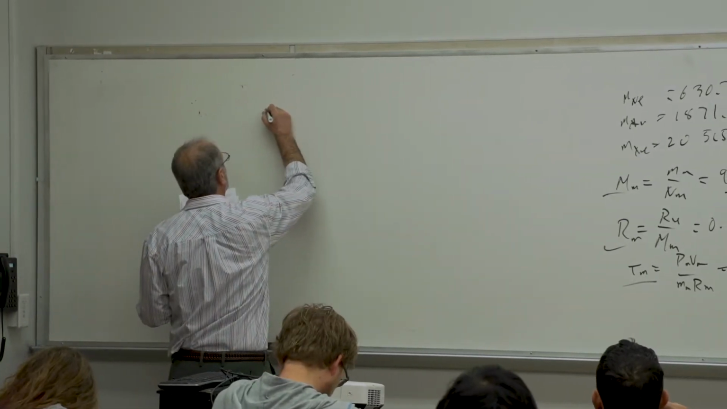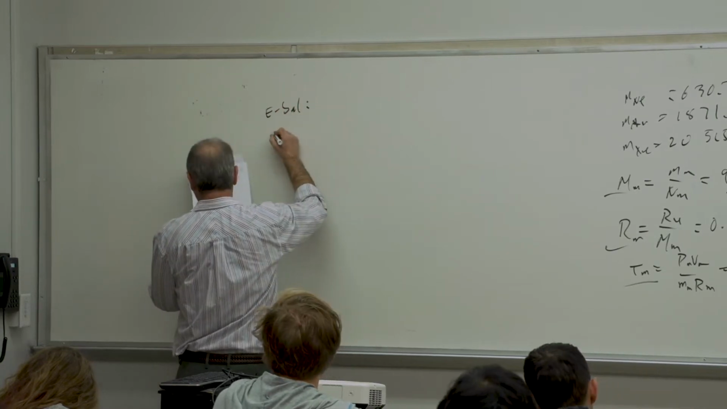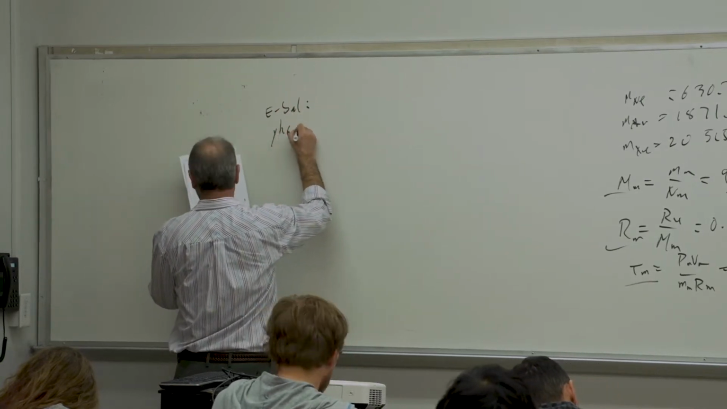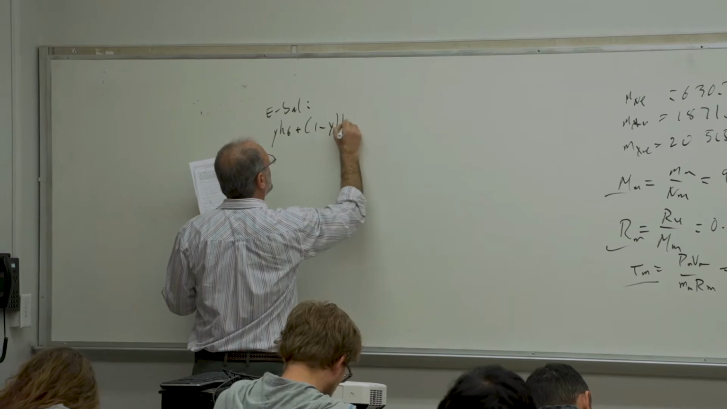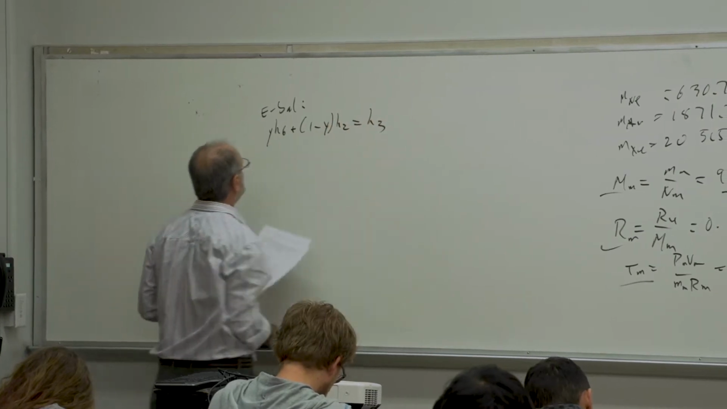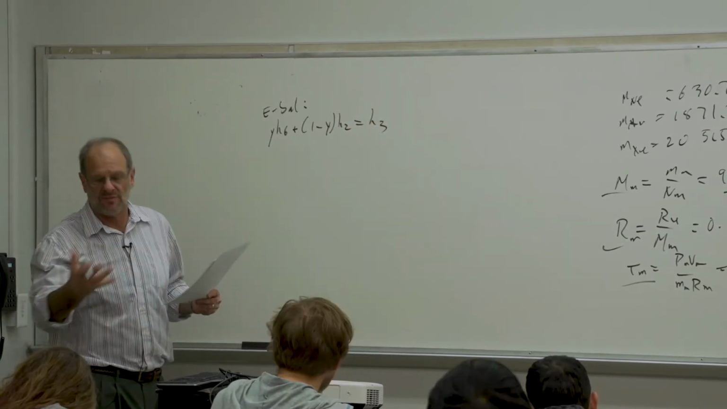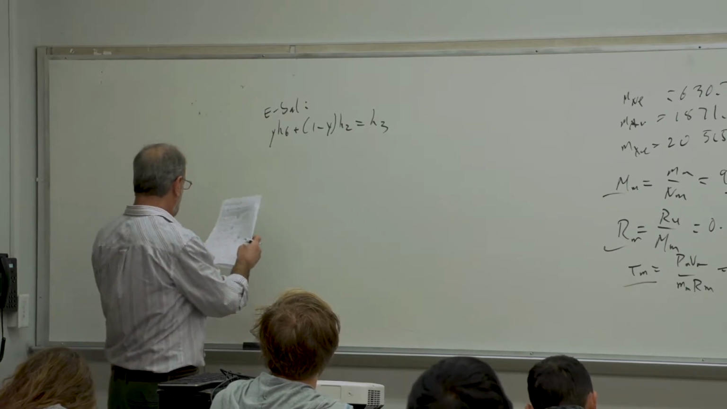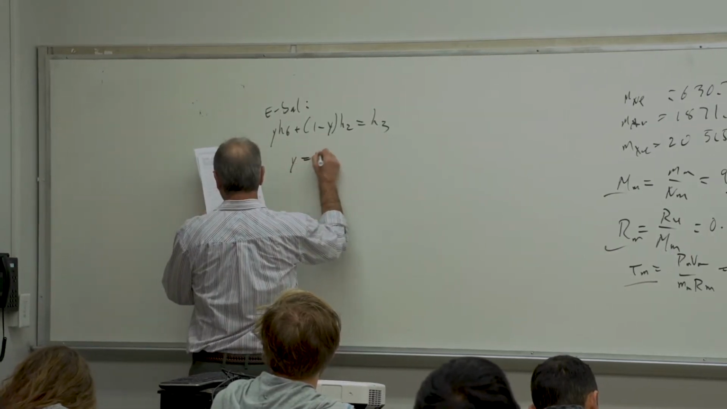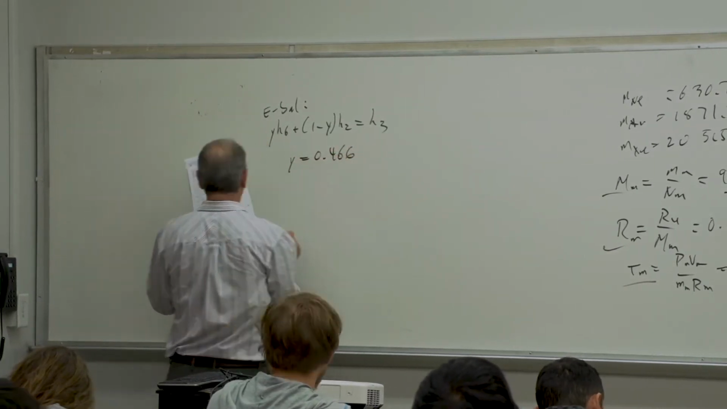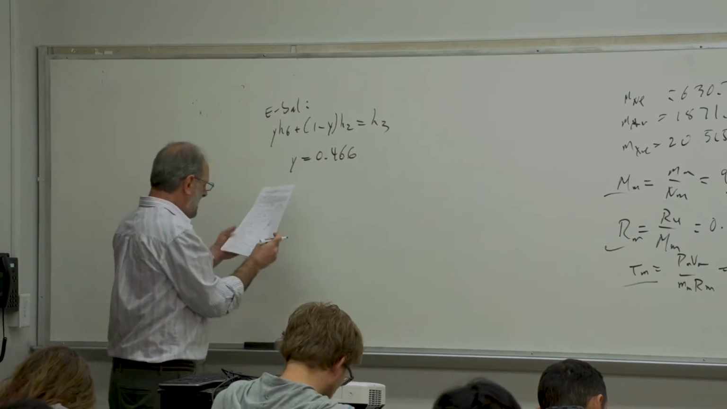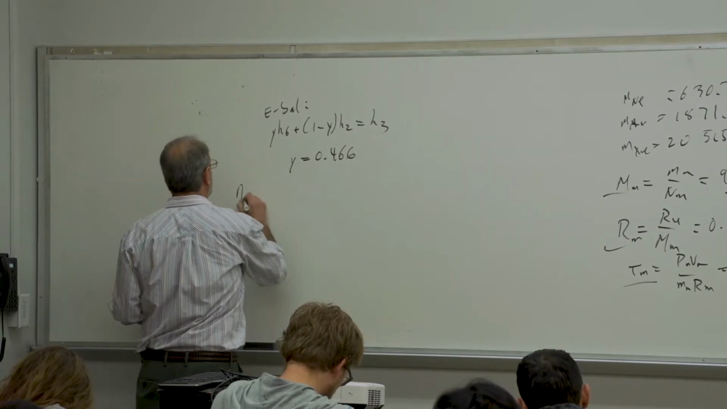So the energy balance tells me y h6 plus (1 minus y) h2 equals h3. So this is our energy balance, our first law, if you will, for a steady flow process. And plugging in the numbers, we get y equals 0.466. And then lastly, we just have our various equations.